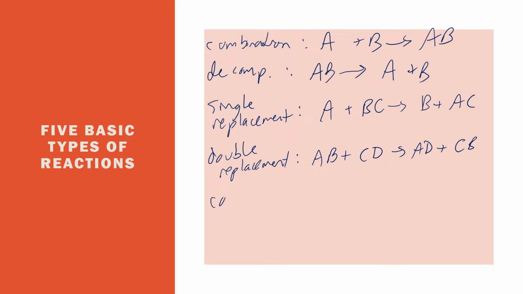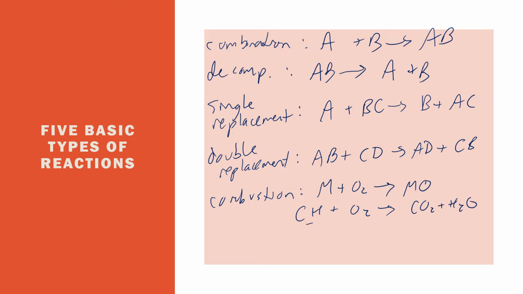And then, of course, combustion. And combustion will be a reaction with oxygen gas. If you have a metal reacting with oxygen gas, it will combine. And then if you have a hydrocarbon reacting with oxygen, it will form CO2 and H2O. Now remember, these specific subscripts will depend on the specific elements or molecules involved. But those are the general types of reactions there. Double replacement is not a redox reaction, but the other ones are.